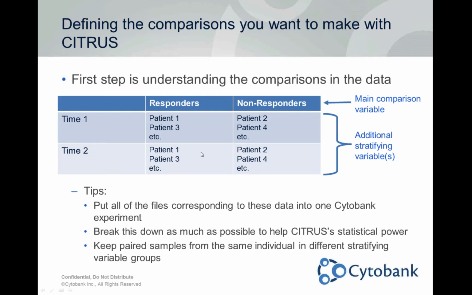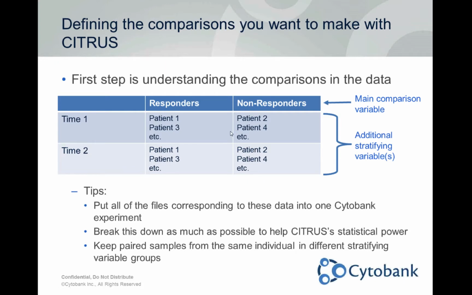So Citrus is fantastic for looking at differences in groups like responders and non-responders. But again, keep your stratifying variables separate if they have the same patient across those variables, or the same mouse, or the same whatever kind of sample you're looking for.